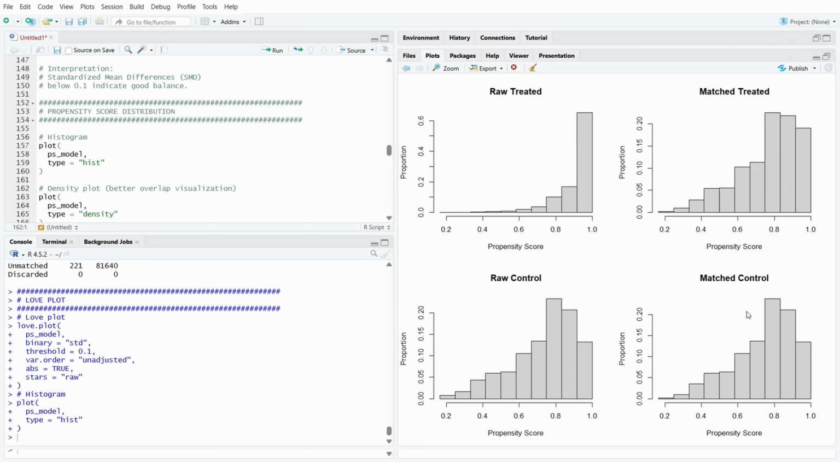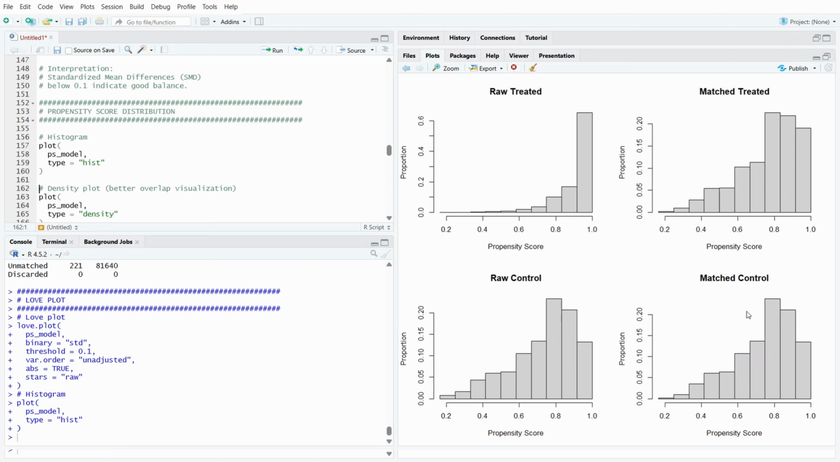This increased overlap between the two distributions is a good sign. It suggests that the matching process successfully created more comparable groups based on the observed covariates. In practical terms, we are reducing confounding. Instead of comparing people with completely different socioeconomic and demographic profiles, we are now comparing participants who look more alike on measured characteristics. However, we should also notice that the overlap is not perfect.